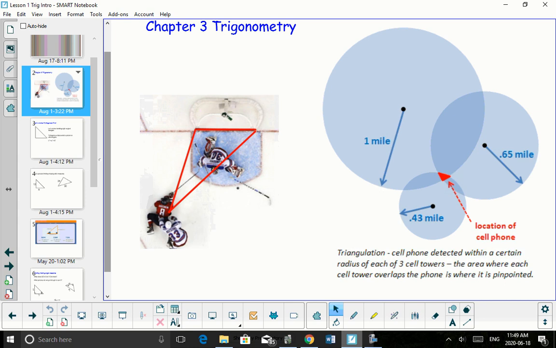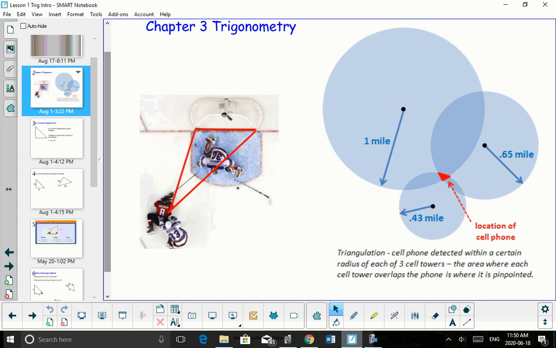So a cell phone signal bounces off of 3 different towers. Each black spot is a tower. Where those 3 intersect is the location of that cell phone. So when you're using your Find iPhone feature, that's actually what it's doing, and it's doing triangulation.